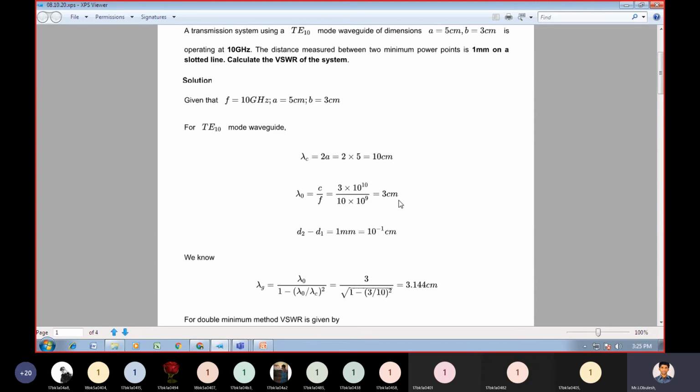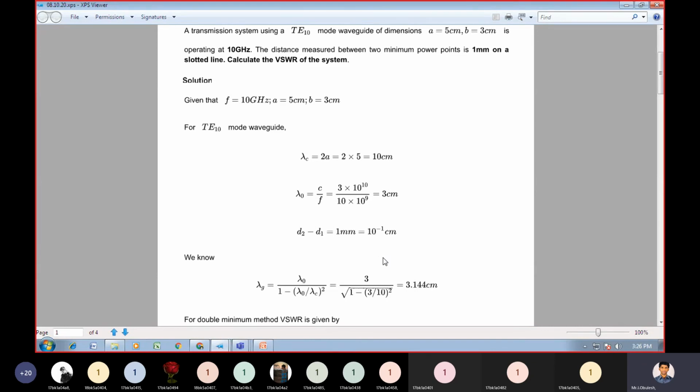Then next one is the distance measured between two minimum power points, d2 minus d1 equals 1 millimeter. Last class we discussed already. d2 minus d1 equals 1 millimeter, that equals, in terms of centimeters, 10 to the power of minus 1 centimeter. This means 0.1 centimeter.